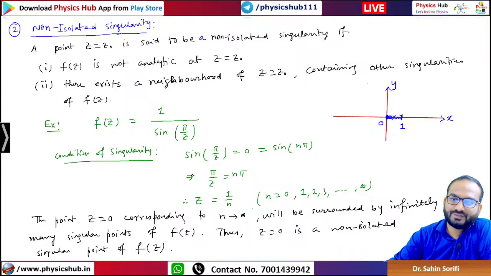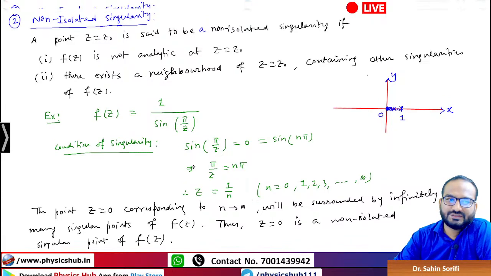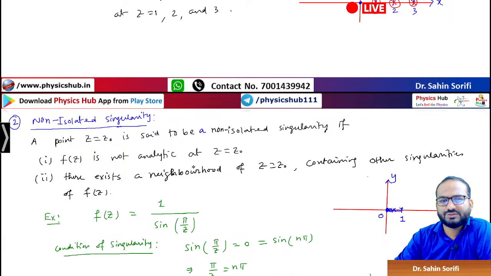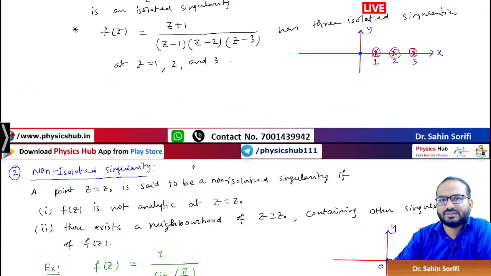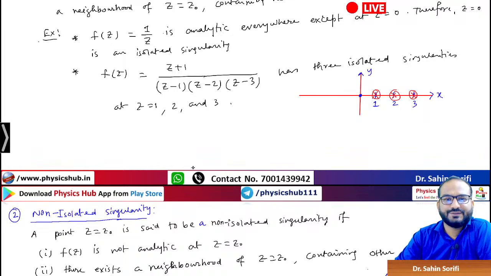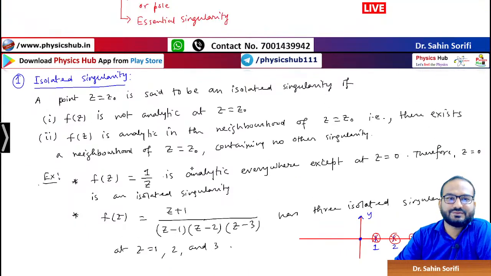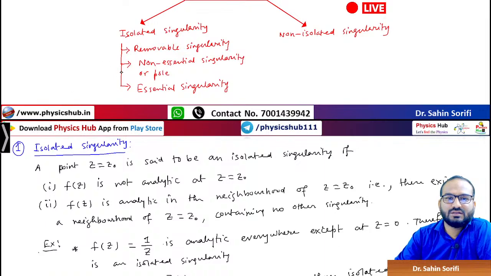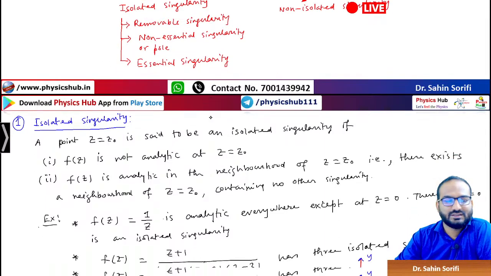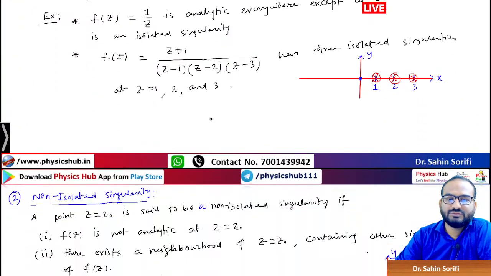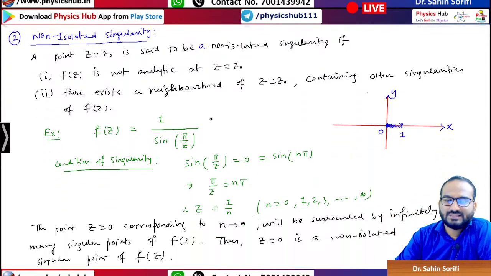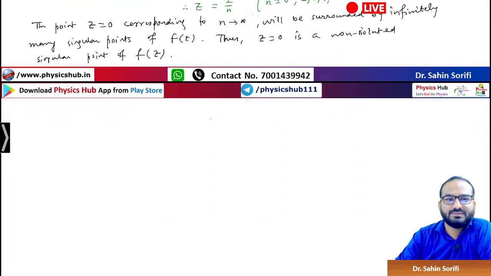Now mainly in your problem this non-isolated singularity does not come, but for your conceptual purpose we have just provided non-isolated. Now if we talk about isolated singularity, there are various types, as I mentioned: removable, non-essential and essential. So let us talk about that. Firstly, removable singularity. As the name suggests, the singularity can be removed.